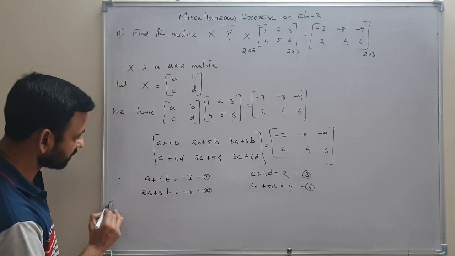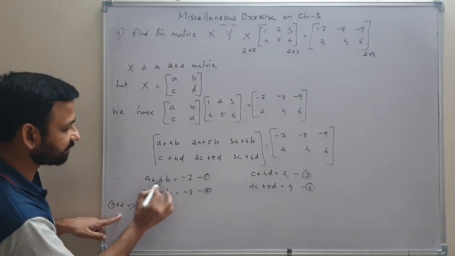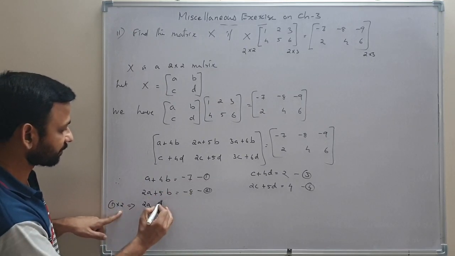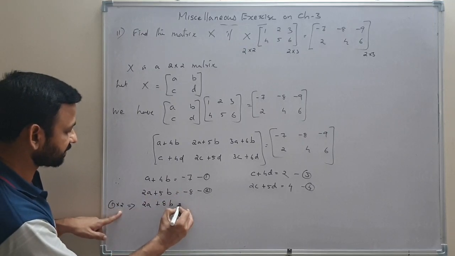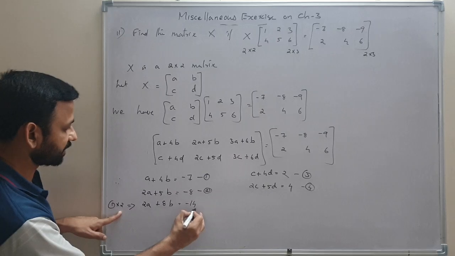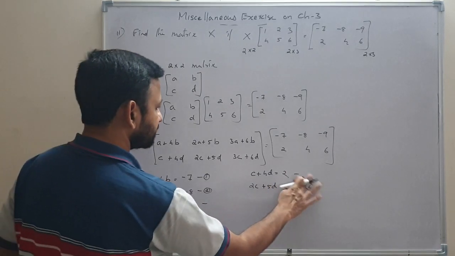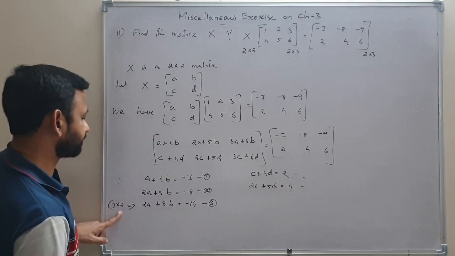So equation 1 into 2 implies we can multiply each and every term by 2. 2 into A, that is 2A, 2 into 4B, that is 8B, 2 into -7, -14. We will take some other number here, we can take it as the third equation.